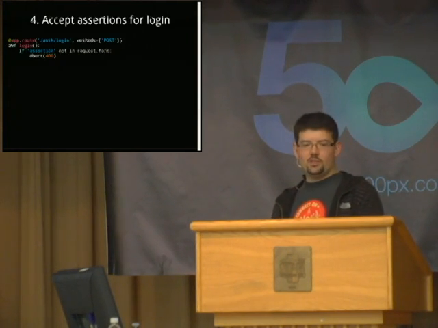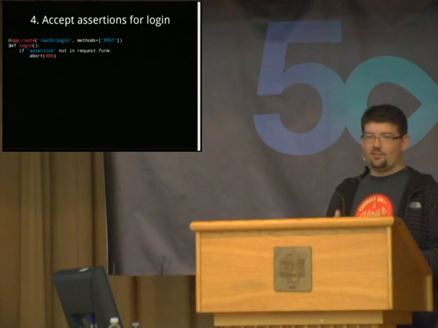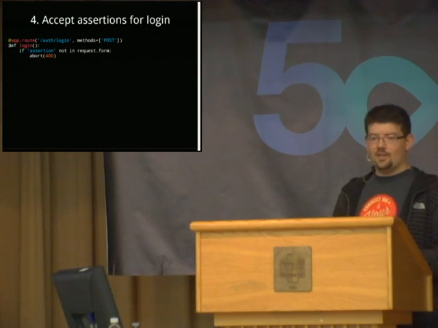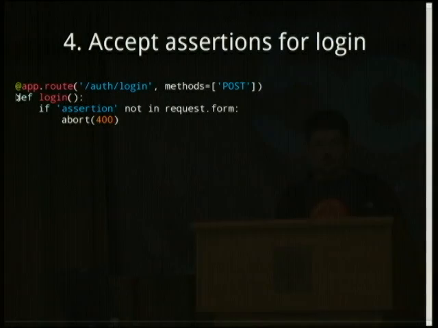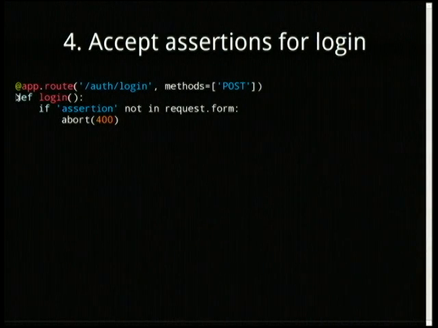But what about your backend? What do you do when you get that assertion and you need to verify it? So this is code. The only libraries I'm using are Flask and requests. And so obviously the first thing I do is I check, hey, is there an assertion in that post that I got? Because if I don't have the assertion, I can't really do anything.